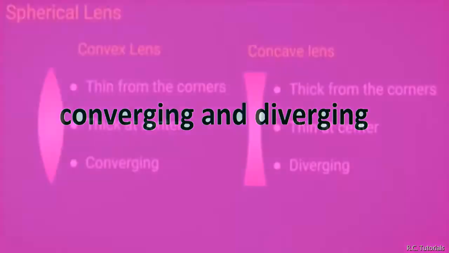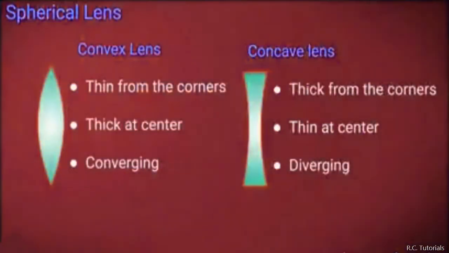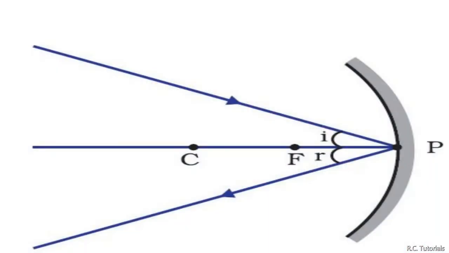Mind it. The next is the concave lens. Concave lenses are thick at the corners and thin at the center. It is also known as a diverging lens. On the other hand, concave mirrors are called converging mirrors.